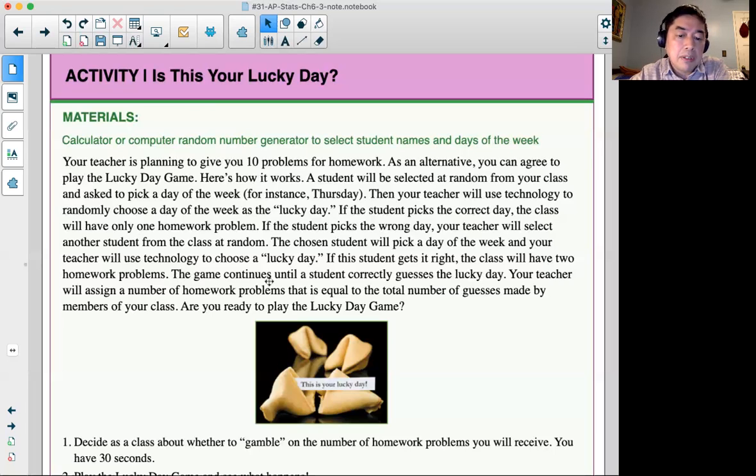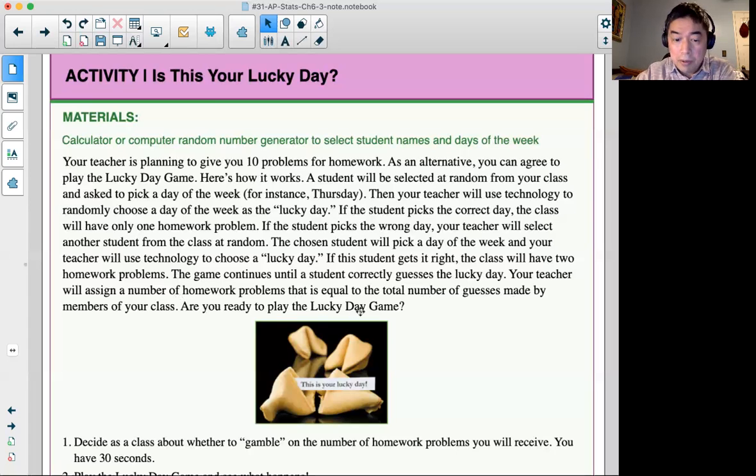The game continues until a student correctly guesses the lucky day. Your teacher will assign a number of homework problems equal to the total number of guesses made by members of your class. Are you ready to play the lucky day game?